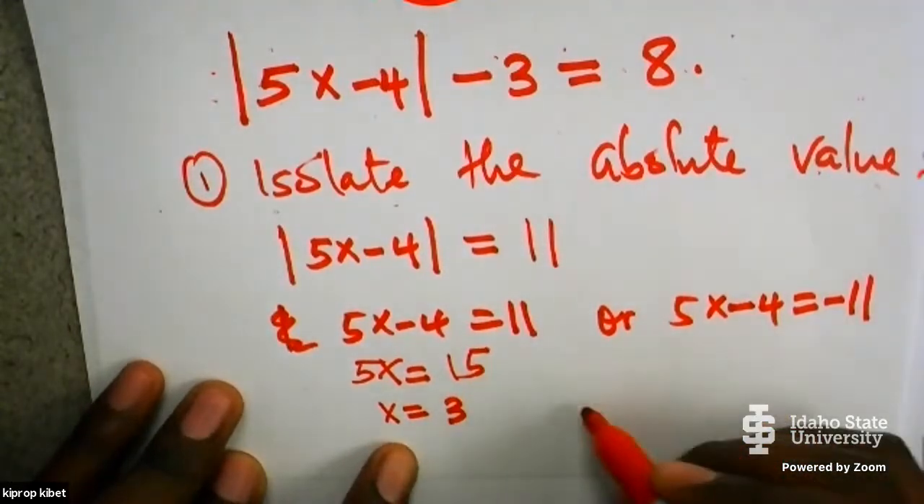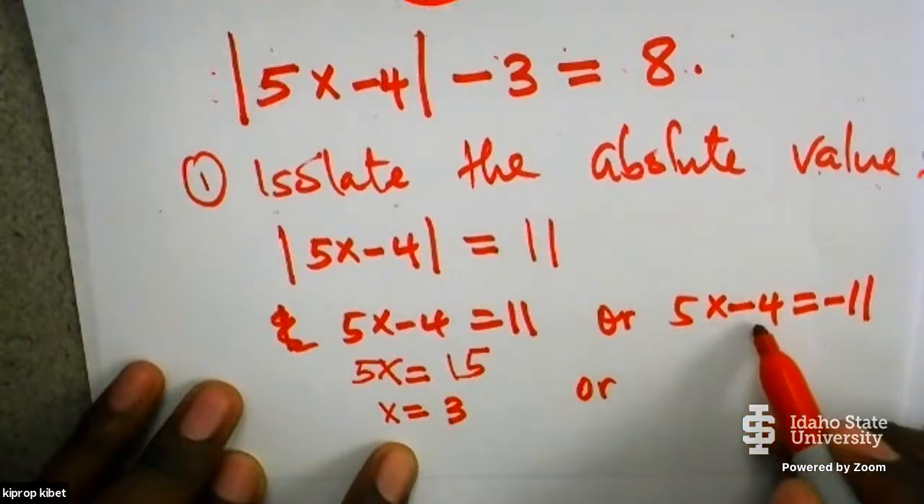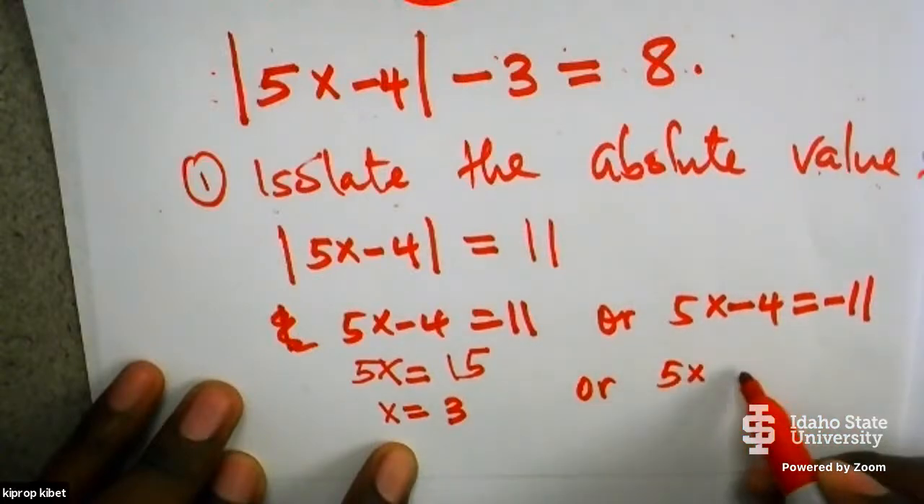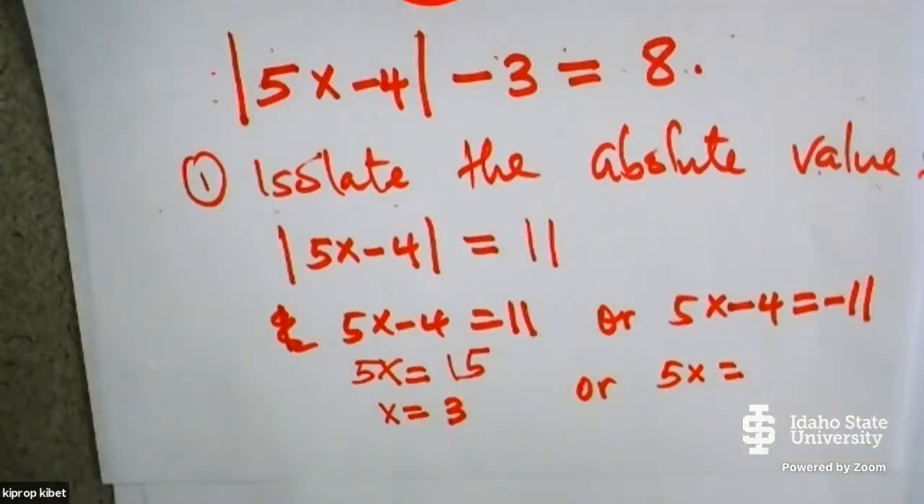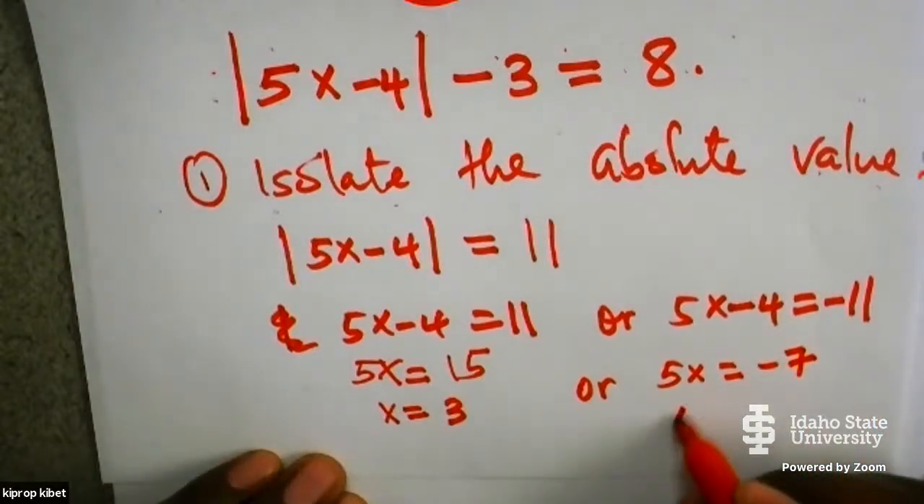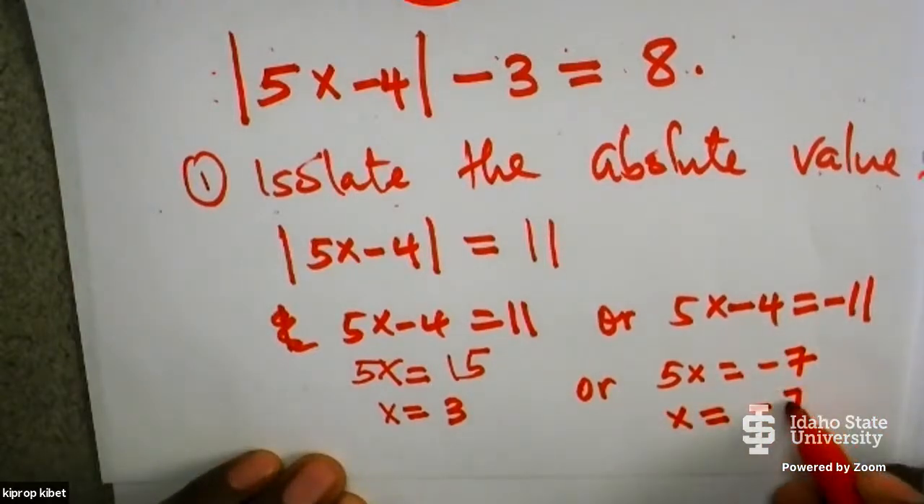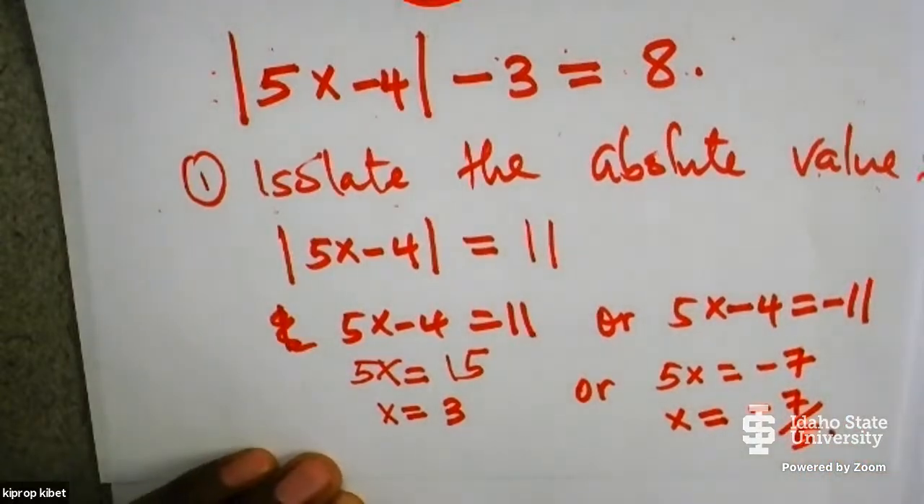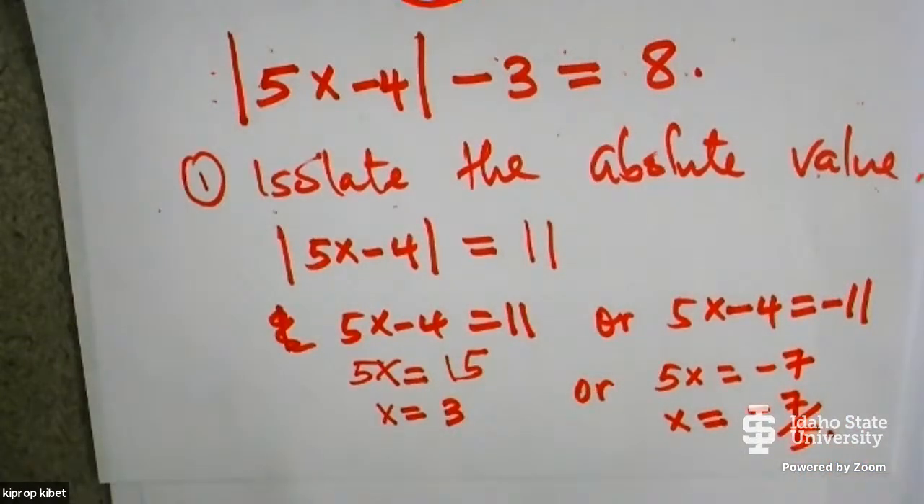Or we also have, we add 4 in both sides. So 5x equals to minus 4 plus, minus 11 plus 4 is what? Negative 7. So x equals to what? Negative 7 over 5. So that is the solution of this one. So we have x equals to negative 7 over 5 and x equals to 3.